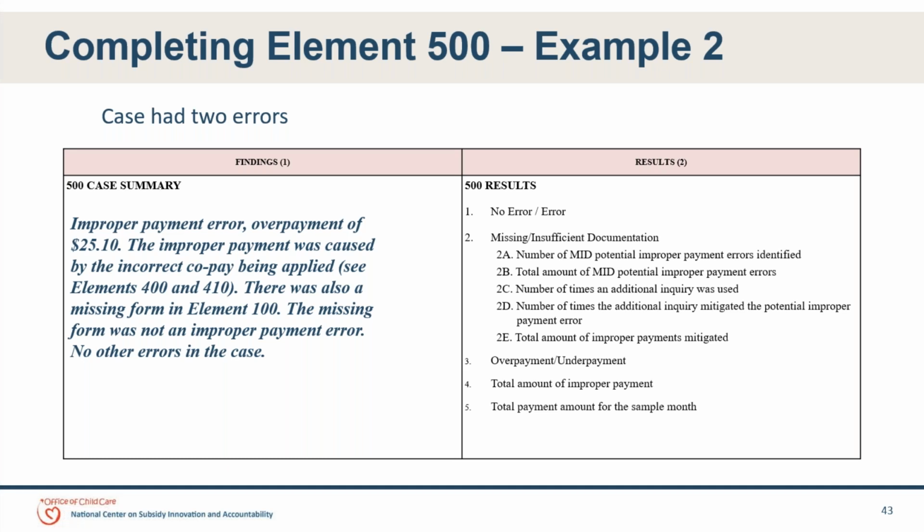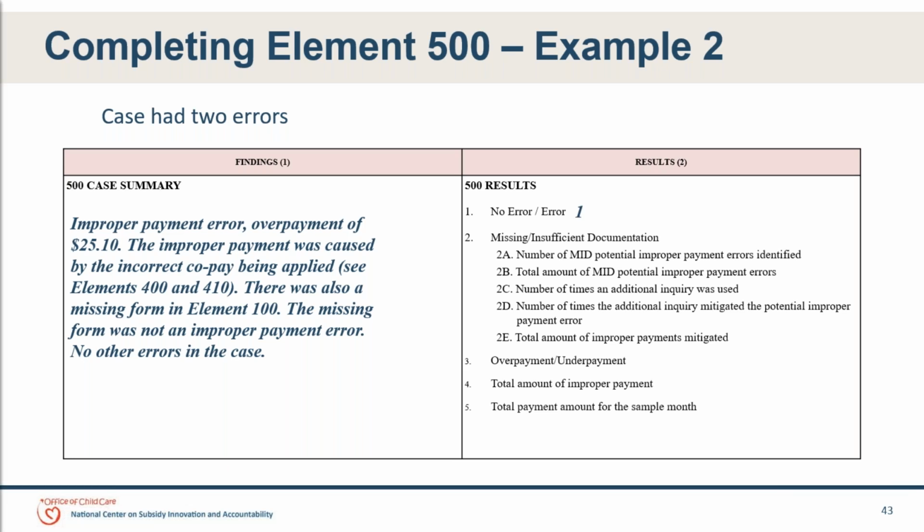This is the case that had 2 errors. There was an improper payment error found in element 400 due to the wrong copay being applied. And there was also a missing form in element 100. And that missing form in this state did not cause an improper payment error. Obviously, I always give the disclaimer that policies vary by state, and there were no other errors in the case.